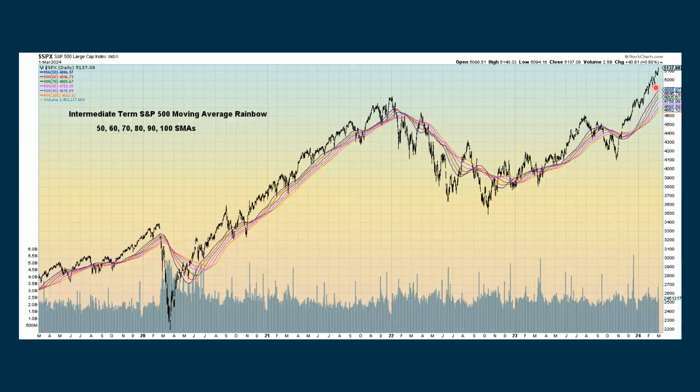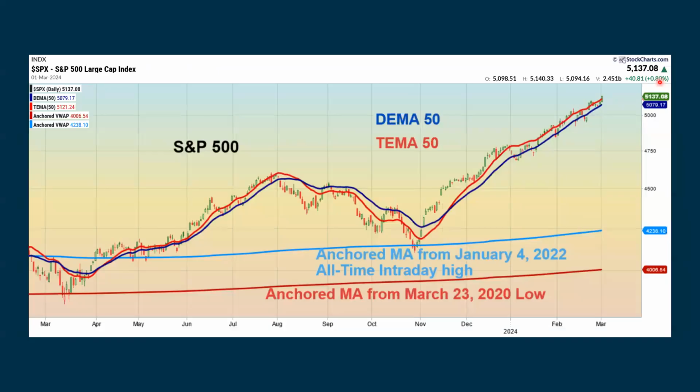Intermediate term, we have another rainbow going from 50 periods up to 100 periods. The lines are going up and prices above the lines. The intermediate term trend is positive. Then we have a 50-period double and triple exponential moving average study, and we're coming out of the upper side of this triple exponential moving average. The red line is above the blue line. The red line moves faster. So when the red line's above, that means that we're going up pretty quickly. And the fact that price is even above that also confirms that the intermediate term trend is positive.